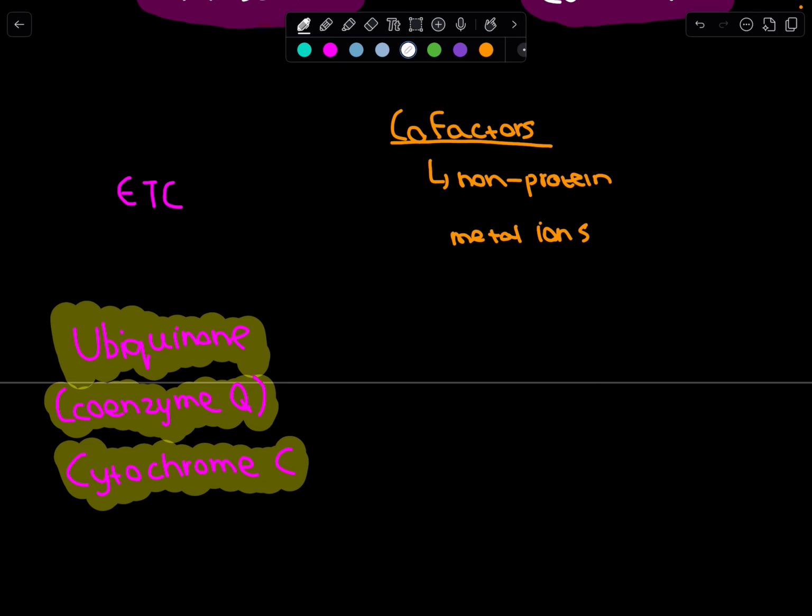I want to ask you about where energy comes from for ATP synthesis. So we have glucose, we have fatty acids, and we have amino acids.